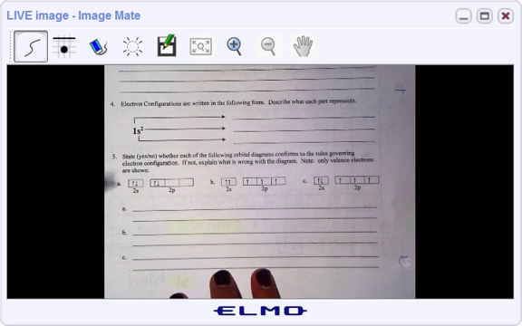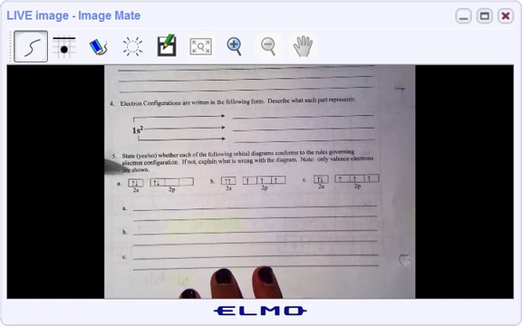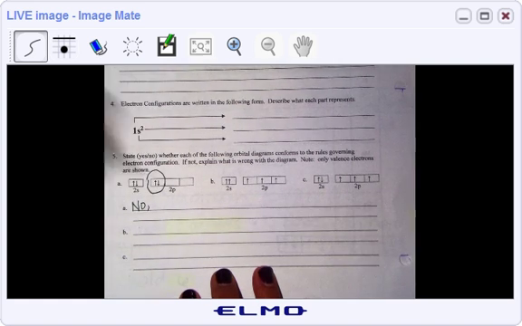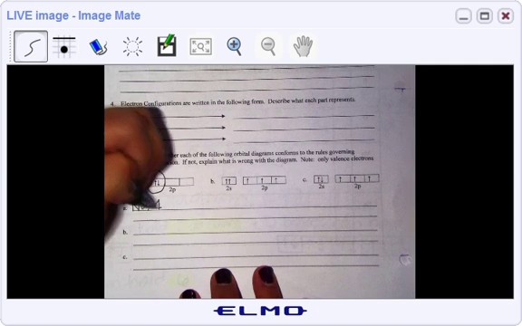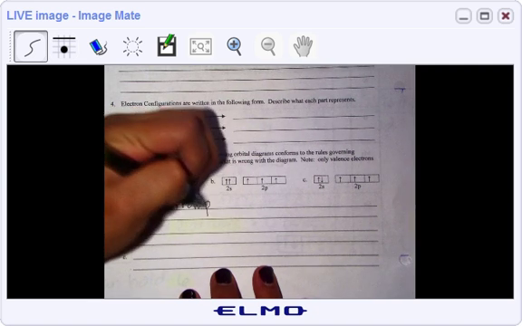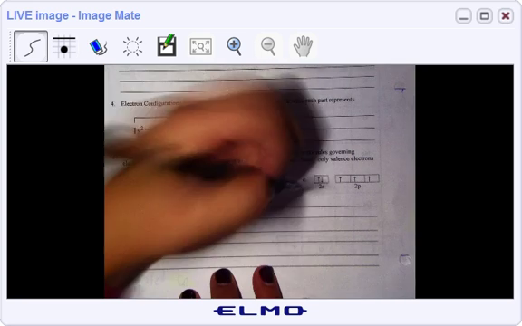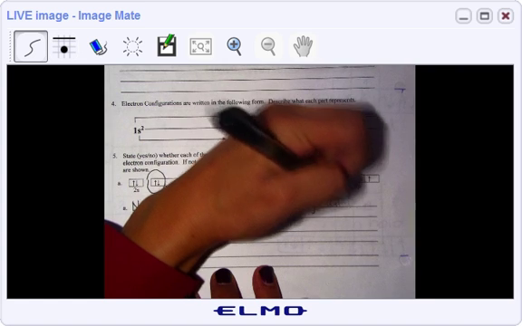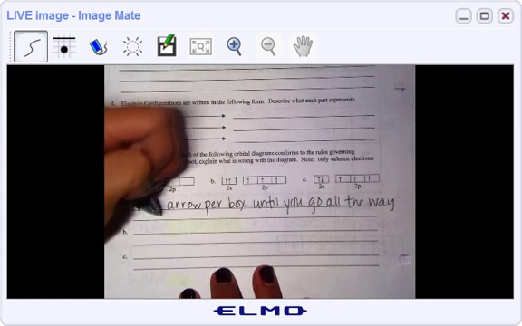So let's get some practice with the rules. If you look down at 5A, state yes or no whether each of the following are following the rules. So 5A, is it following the rules? Your answer would be no. Because right here, they doubled up right away without going through each box. So you need to put 1 arrow per box until you go all the way through.